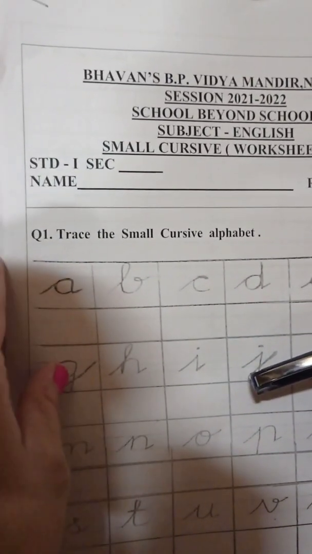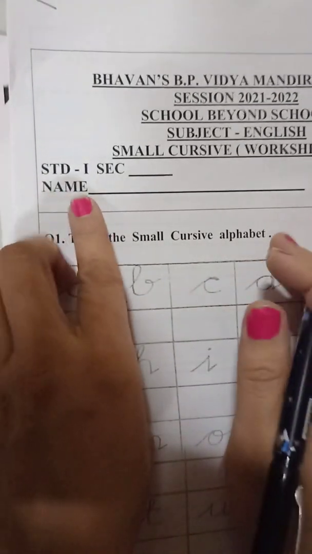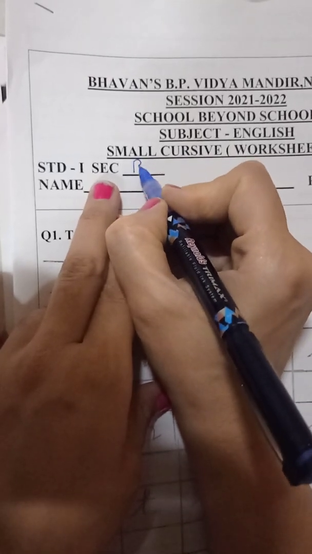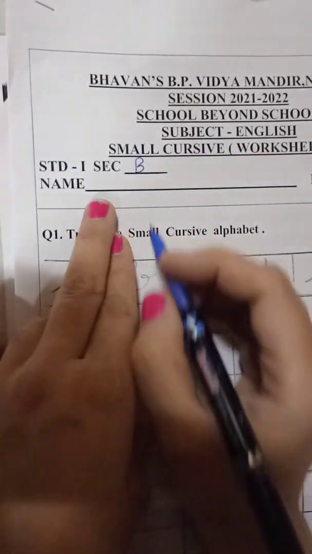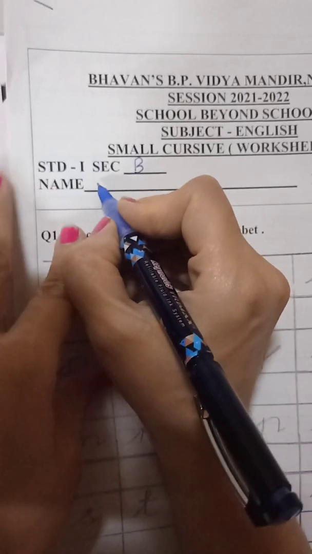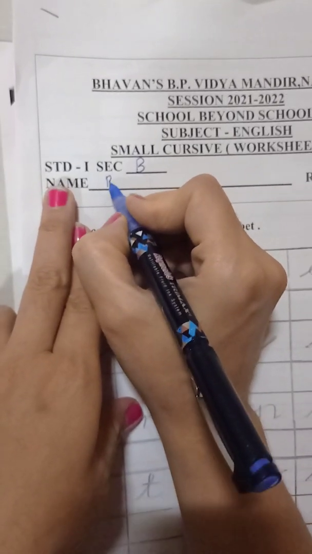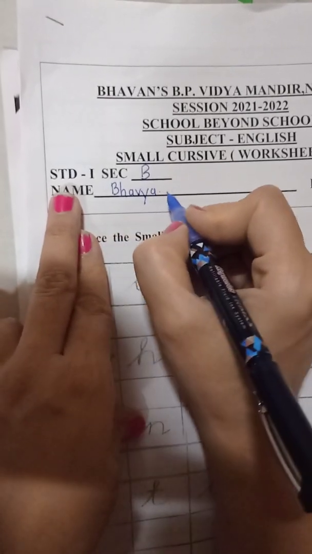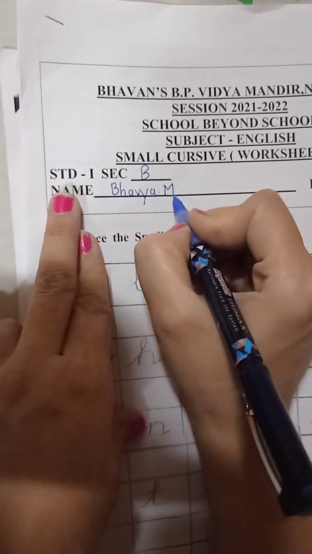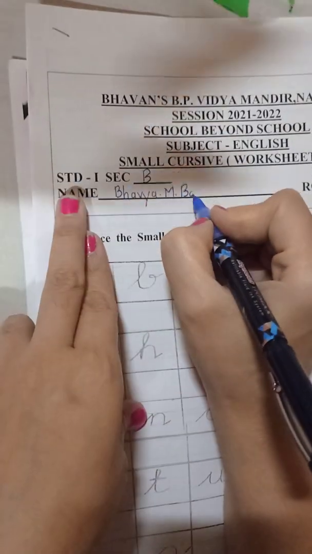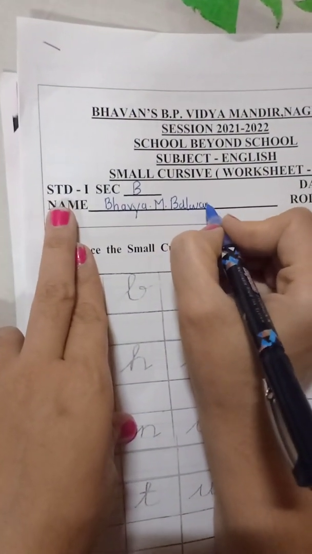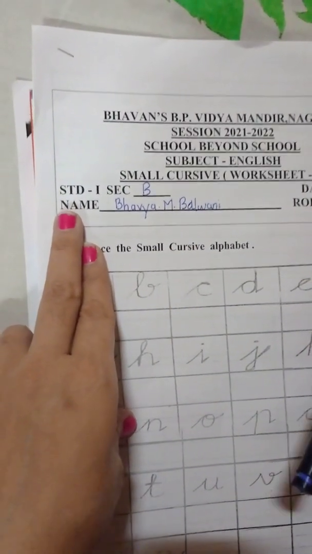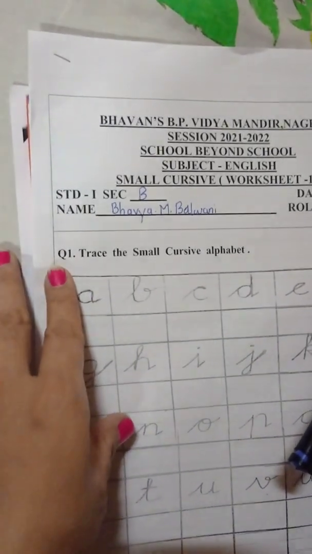So we will start solving the worksheet, children. Here it is written standard. Here, section: your section is B, so you will write B in capital. Afterwards, your name. Suppose I am writing my name; you will write your name, your father's name in the middle, and your surname. And roll number: up till now you did not receive the roll number, so there is no need to write it, and the date is already written in the worksheet.